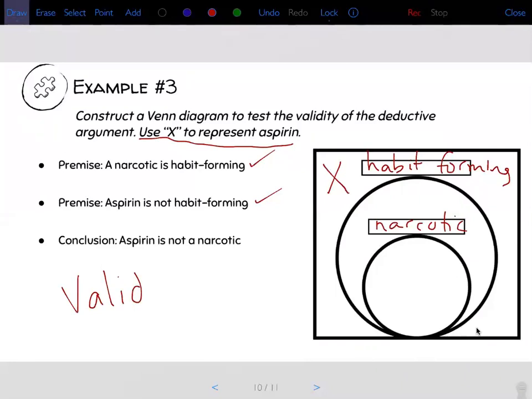So again, your X is going to be what you're labeling. I will always tell you what to label the X, what set is being labeled with X, in this case, aspirin. And so we take these two premises. That allows us to first label the Venn diagram. The second premise allows us to draw the location of our X. And then lastly, we look at the conclusion and we see, does it make sense? Does it fit the picture that we have? If so, we have a valid argument.